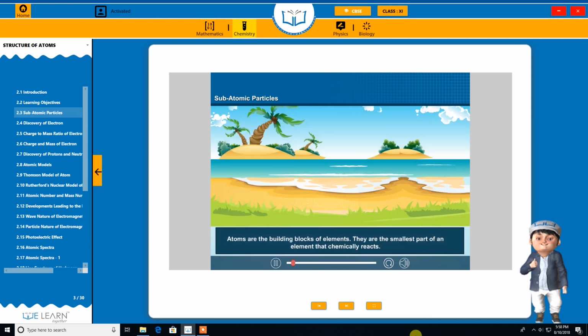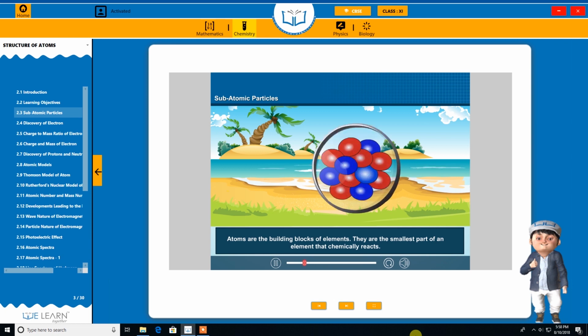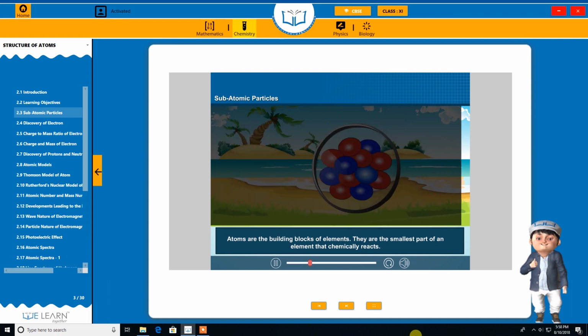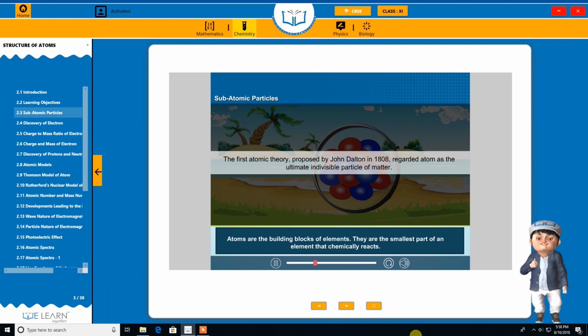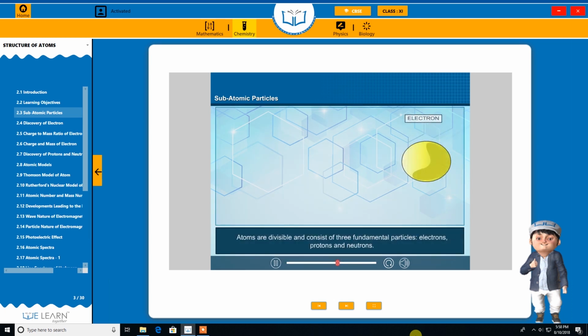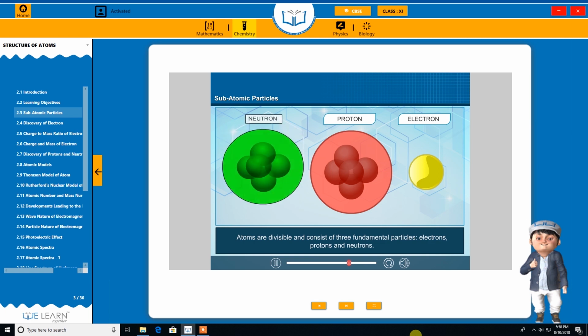Subatomic particles. Atoms are the building blocks of elements. They are the smallest part of an element that chemically reacts. The first atomic theory proposed by John Dalton in 1808 regarded the atom as the ultimate indivisible particle of matter. Towards the end of the 19th century, it was proved experimentally that atoms are divisible and consist of three fundamental particles: electrons, protons, and neutrons. Let us discuss the discovery and properties of these particles in detail.